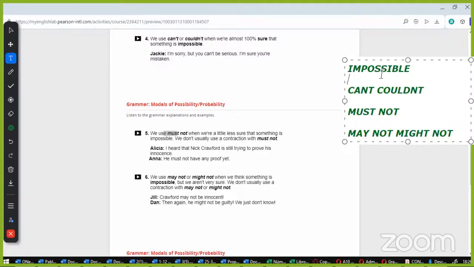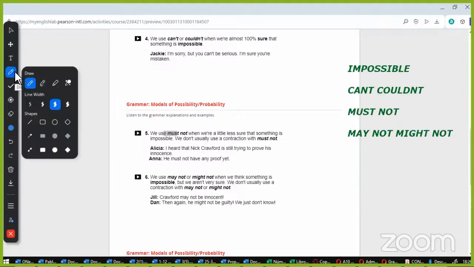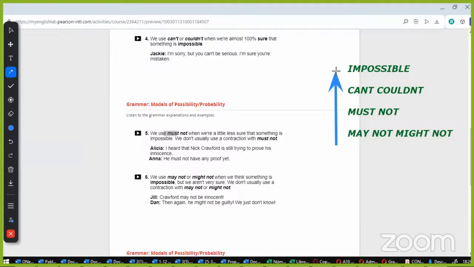Okay, so if something is impossible, or almost impossible, I don't have the apostrophes here, I don't have that on my keyboard. In that case, it would be can't, couldn't, and then a little less is must not. It's a little less sure that something is impossible, and even a little less is may not or might not. Okay, any questions there?